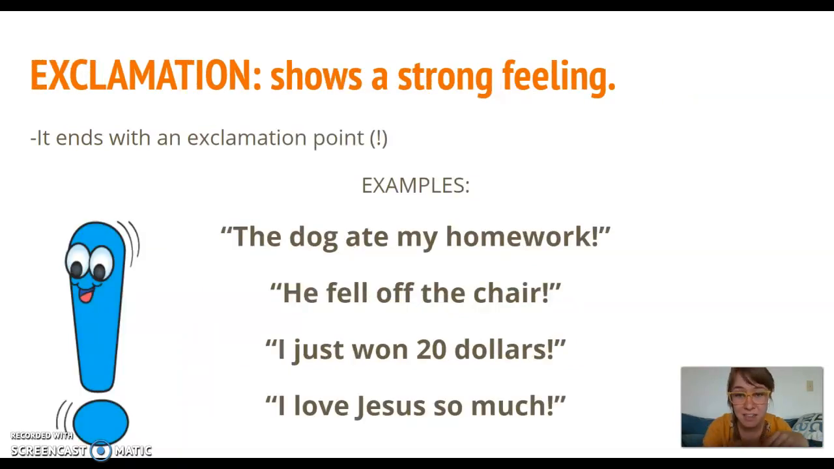And finally, an exclamation shows a strong feeling, and it ends in our fun exclamation point. For example, the dog ate my homework! He fell off the chair! I just won $20! I love Jesus so much! It shows a strong feeling.